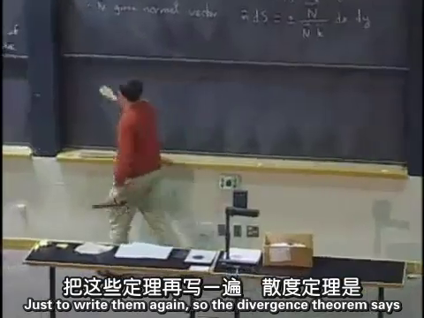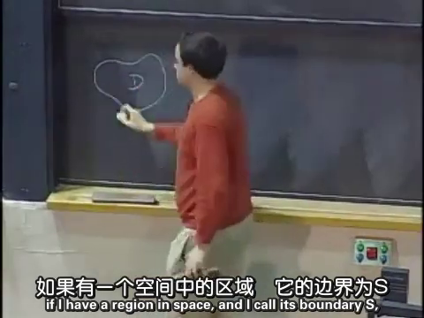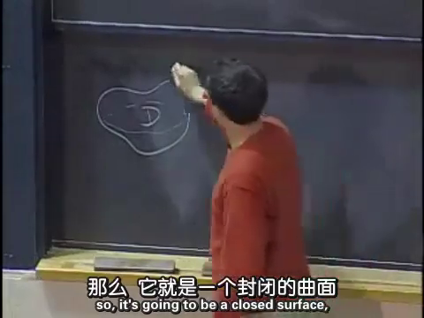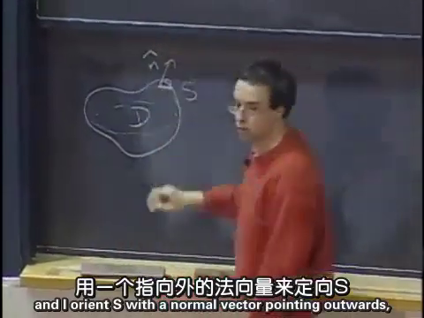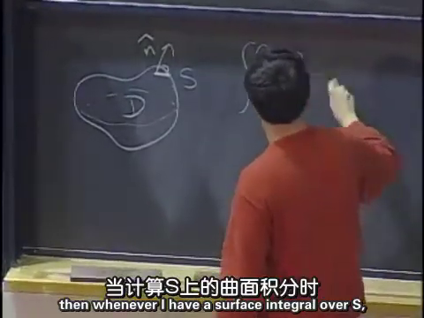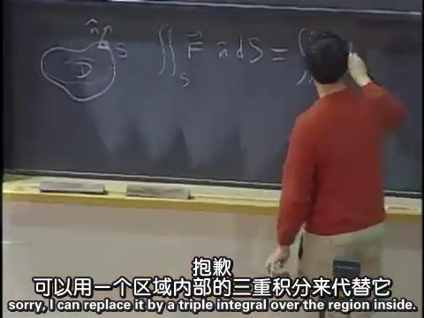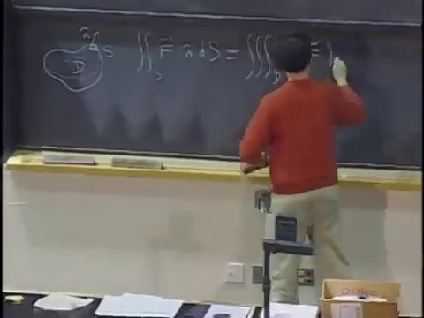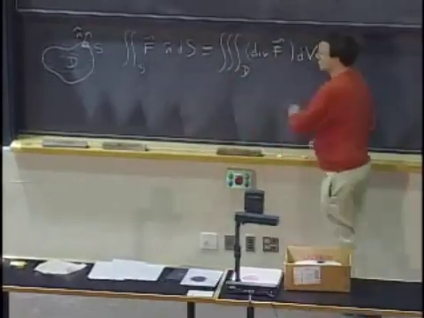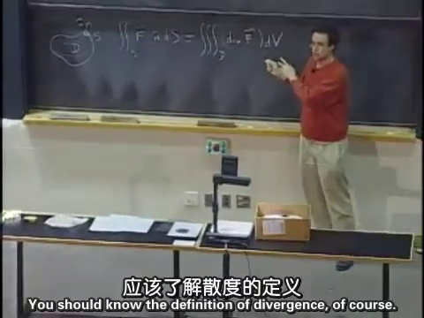Just to write them again, the divergence theorem says if I have a region in space and I call its boundary S, so that's going to be a closed surface, and I orient S with a normal vector pointing outwards, then whenever I have a surface integral over S, I can replace it by a triple integral over the region inside. So this guy is a vector field, and this guy is a function that somehow relates to the vector field. You should know the definition of divergence, of course.